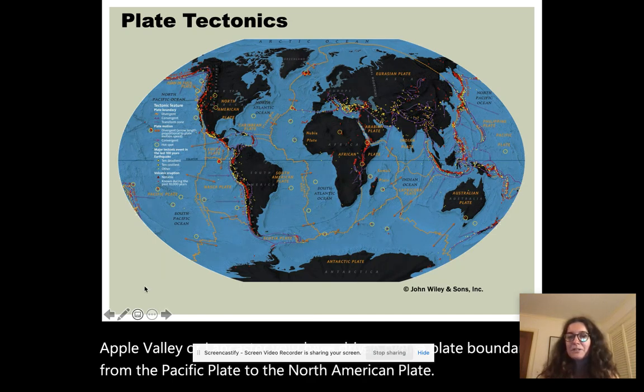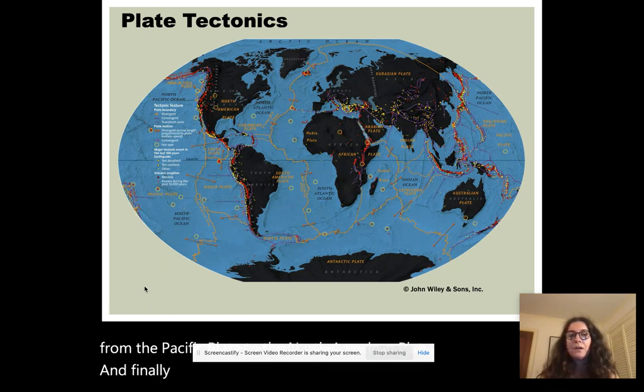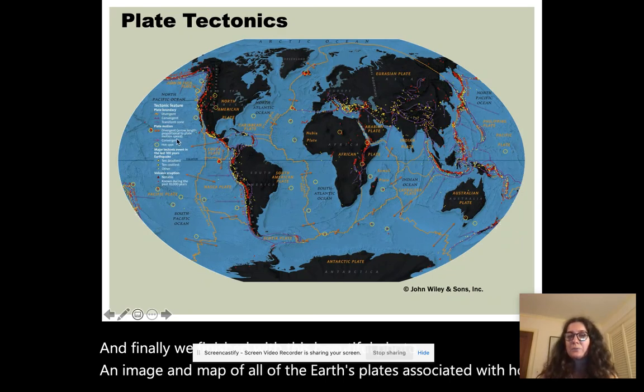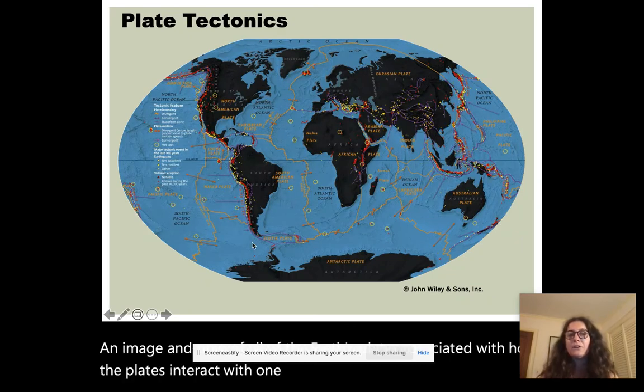And finally, we finish with this beautiful photo, an image and map of all of the Earth's plates associated with how the plates interact with one another, including earthquakes and volcanoes, which will be where we pick up in our next lecture.